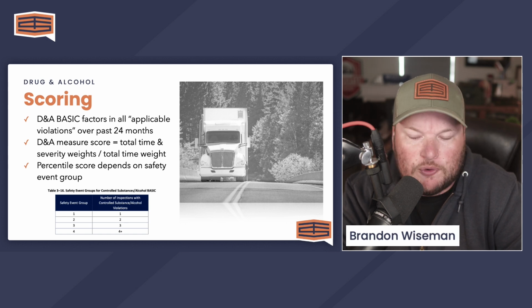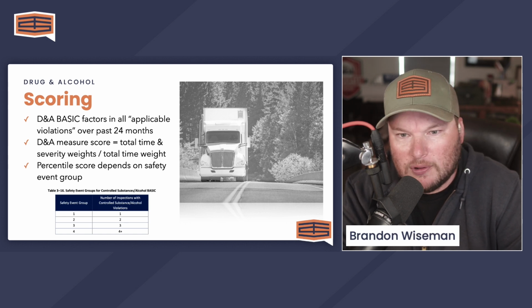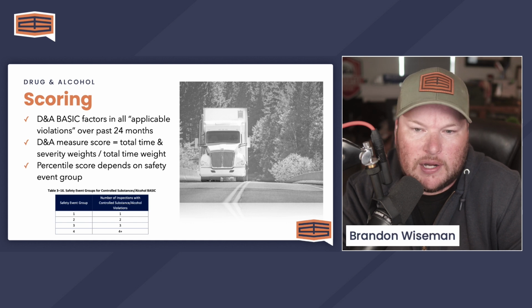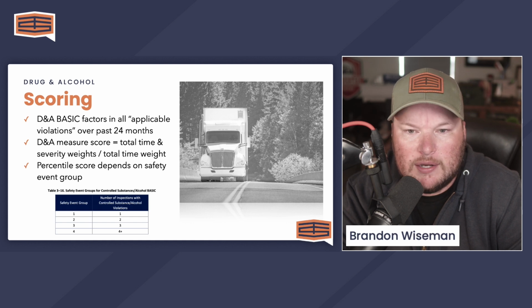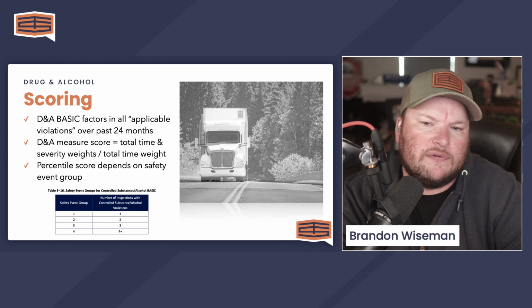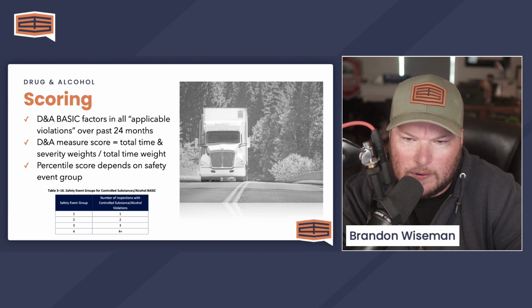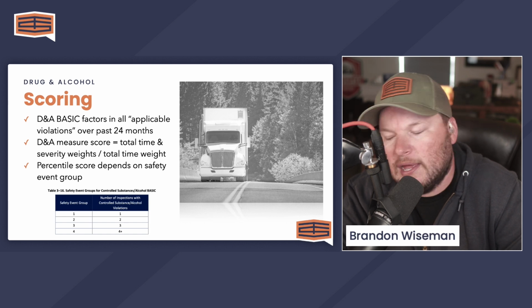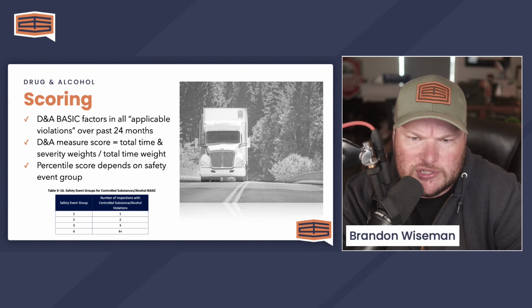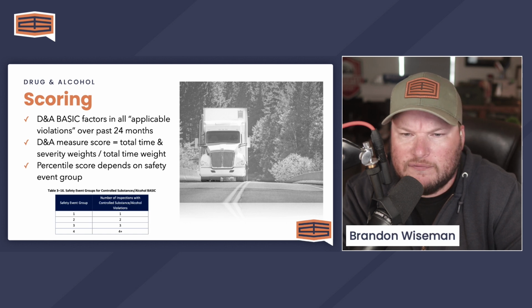As you would expect, the more serious violations, the ones that are more likely to lead to crashes, are going to be more heavily weighted. So they're going to be the 10-pointers versus things that aren't likely to cause a crash, like record-keeping things like form and manner violations on your hours of service logs. Those are going to be relatively low in their severity weight.